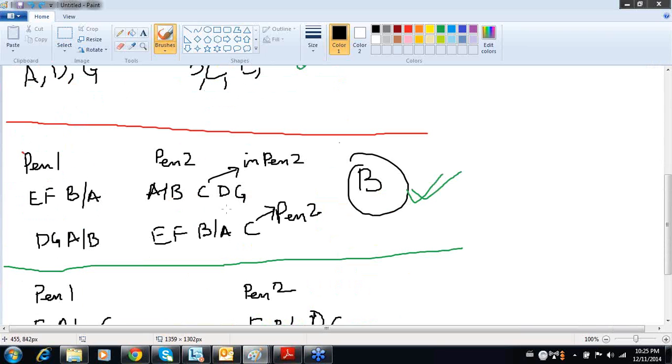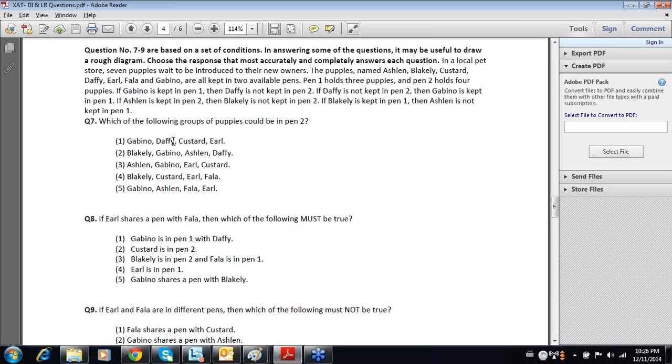Yes, you have to check the options. Otherwise, how can you? It is asking maybe. It is Ritvik. It is not saying which of the groups must be, it is saying could be. How can you find out? You cannot find out could be with any of the conditions. Must be you can find out. Could be you cannot find out. Okay. Hope it is clear, Ritvik.